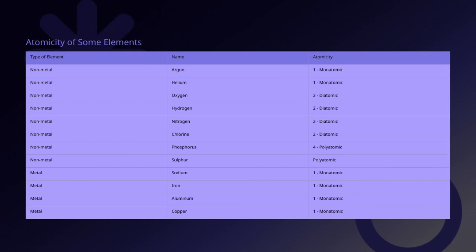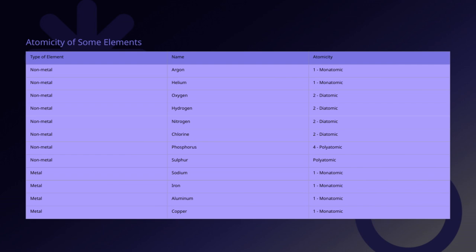Let's take a closer look at the atomicity of some common elements. Atomicity refers to the number of atoms that are grouped together and behave as a single unit in their natural form. For example, many elements exist as monatomic, meaning they consist of single atoms. Argon and helium are perfect examples of this, both being monatomic gases. On the other hand, some elements are diatomic, which means they naturally occur as molecules made up of two atoms bonded together. Oxygen, hydrogen, nitrogen, and chlorine all fall into this category.